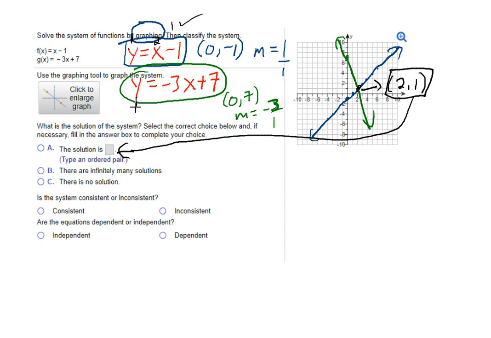Do the same thing here. We'll plug in 1 for y, 2 for x. Negative 3 times 2 is negative 6. Negative 6 plus 7 is also 1, so again, that checks out. So it works in both equations, so that is the solution to the system.